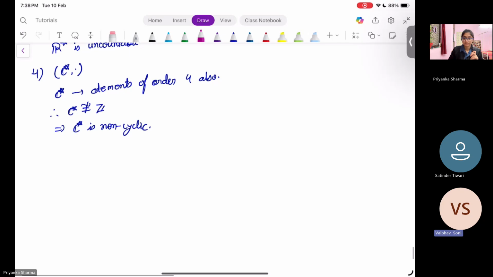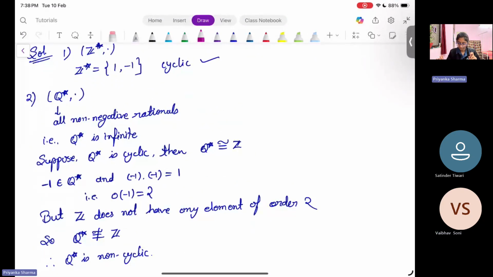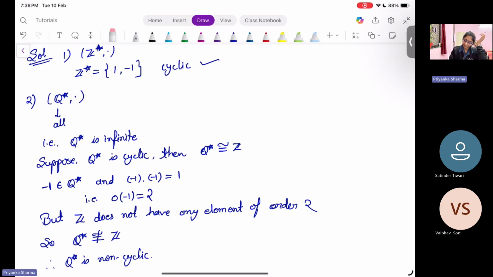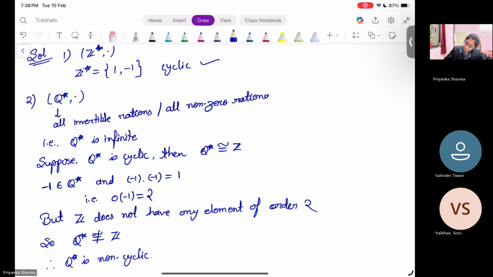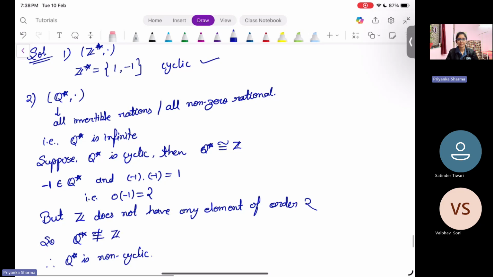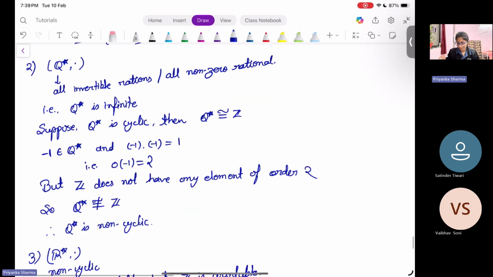One question, ma'am. In the second question, I have a doubt. Mm-hmm. So, you said that Q star has all non-negative rationals, but then you supposed -1 belongs to Q star, but -1 is negative. Sorry. Non-negative. Thank you for pointing it out. All invertible rationals, or I wanted to write actually all non-zero rationals. Not non-negative, non-zero. Okay, that was a mistake. Thanks for pointing it out.